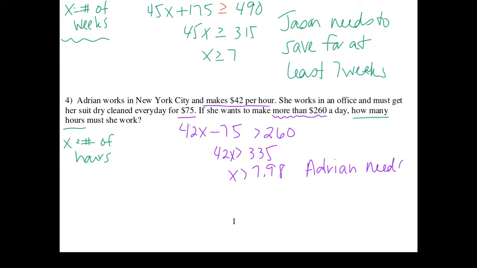needs to work, and again, I could use that same phrase, at least, I'm going to go 8 hours because we're super close to 8 anyway at 7.98, and that is higher than 7.98. What I don't want to say is at least 7.98 because there's no equal to here, so if she works exactly 7.98 hours, she's not going to make the cutoff. She's going to be at exactly $260 on the day.